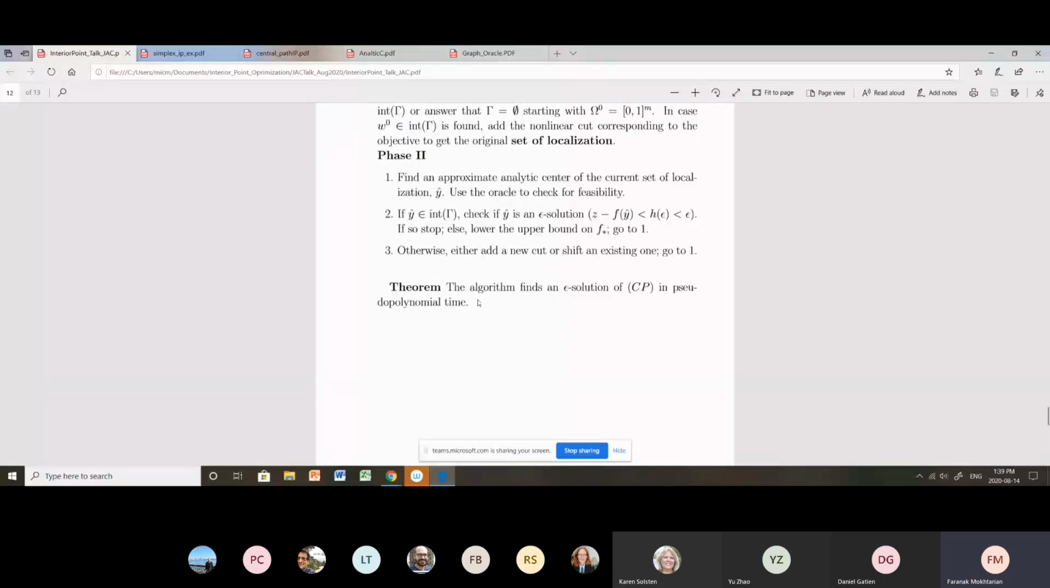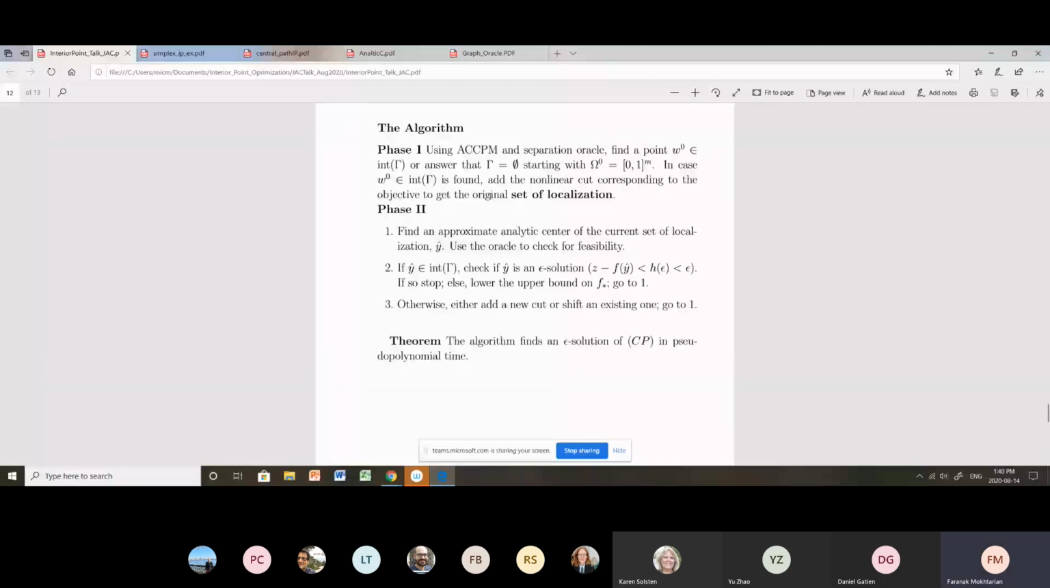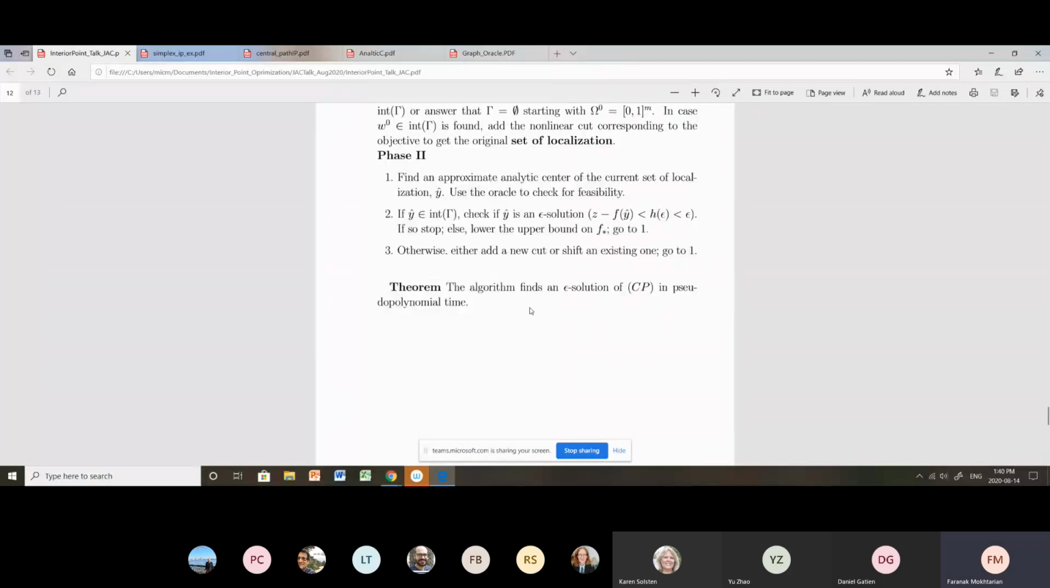And we have shown that this algorithm finds an epsilon solution in pseudo-polynomial time. The pseudo-polynomial time is due to these cutting planes. When they are being added, they make the algorithm only pseudo-polynomial.